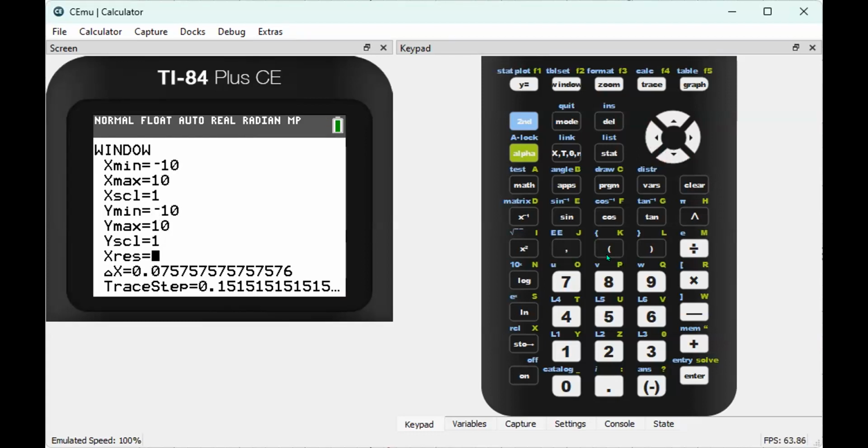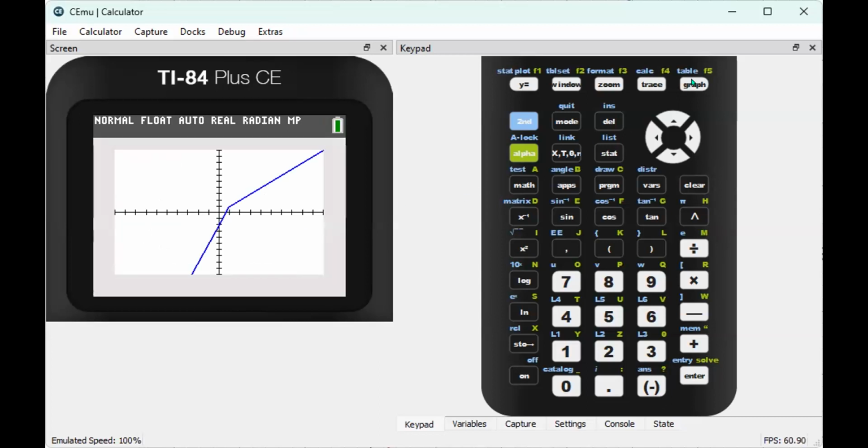I'm also not too sure what it means. How come a higher value will give you lower resolution? But go for number 8. When Xres is 8, let's take a look at how fast it graphs. Whoa, so fast, but very choppy.